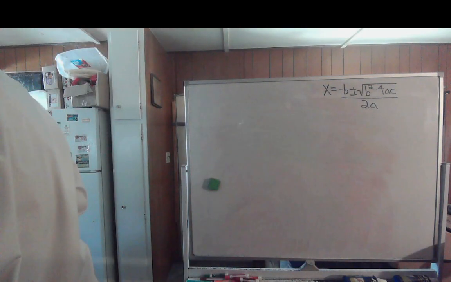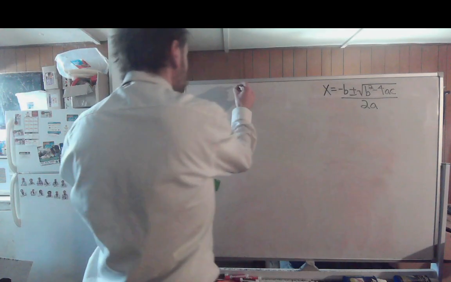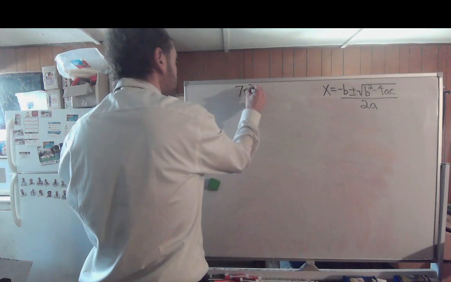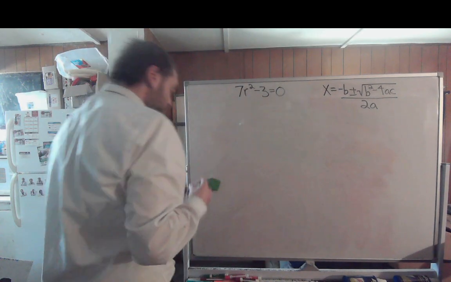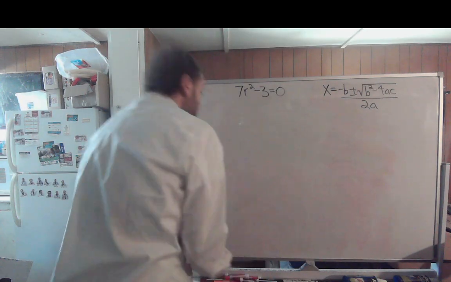All right, three more. You have 7r squared minus 3 equals 0. So 7r squared minus 3 equals 0.